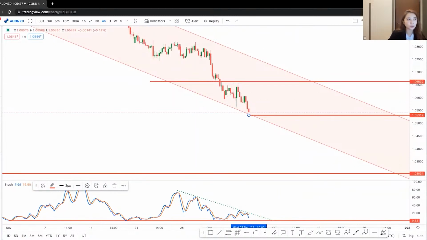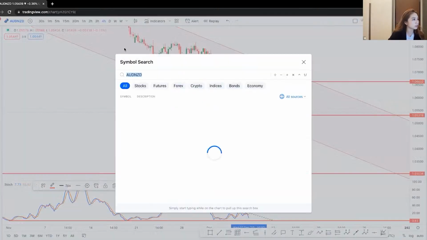Okay, is anyone doing Aussie Kiwi in the chat room? I guess in this case, we do not have any. So maybe let's just skip the pair.